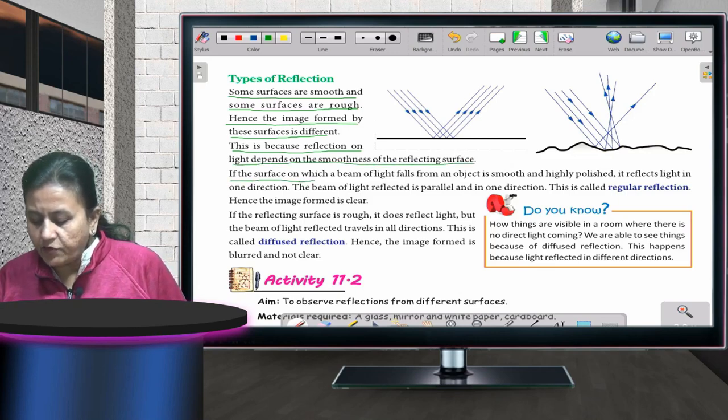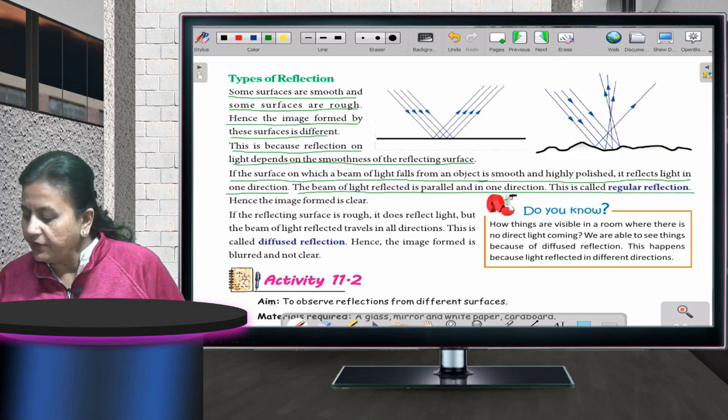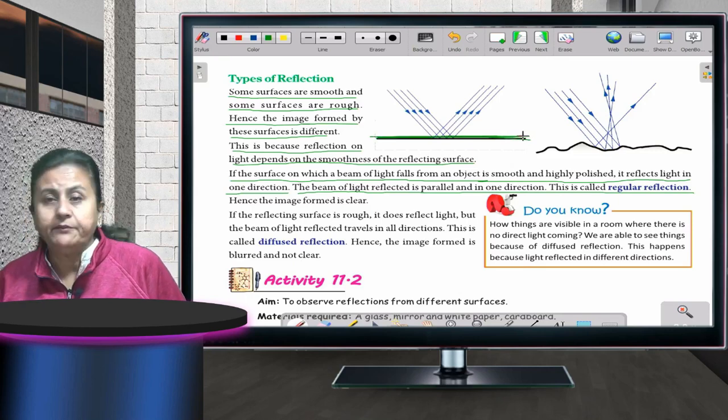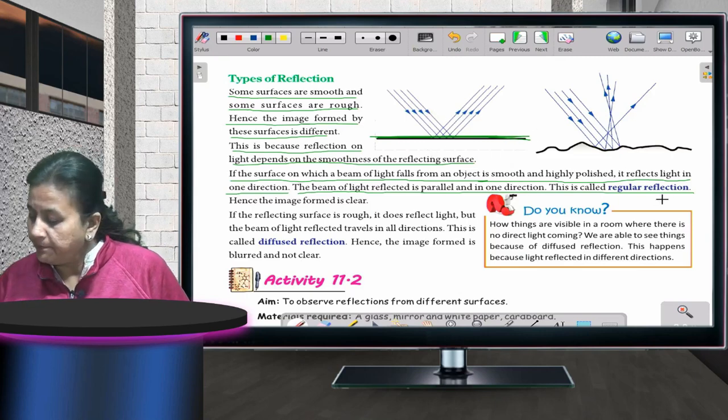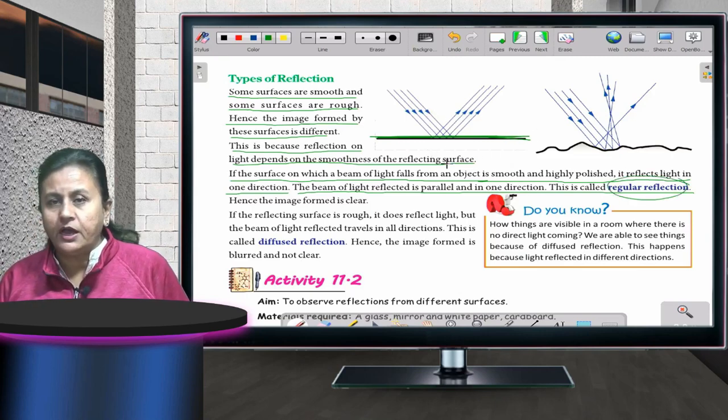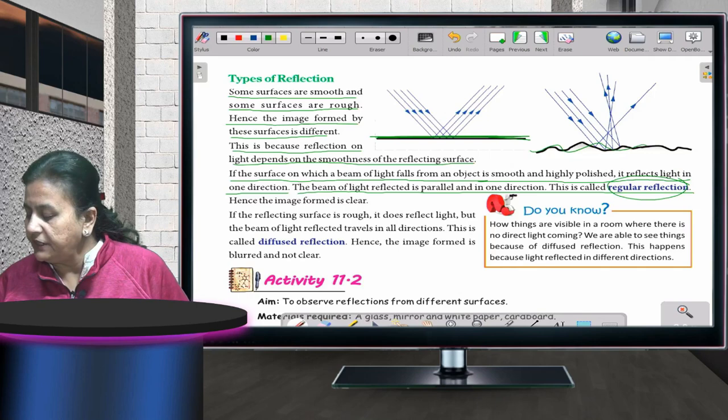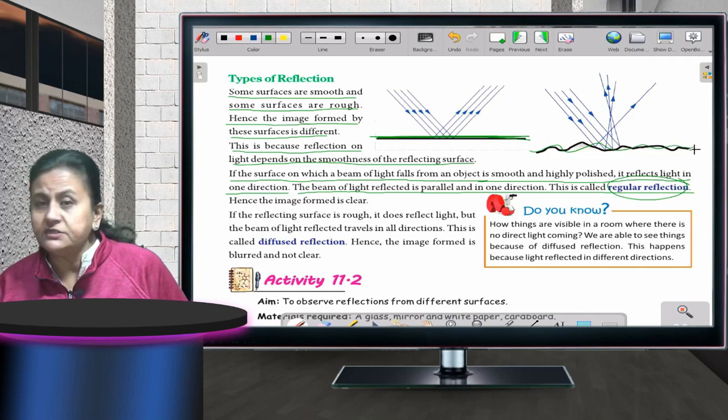If the surface on which a beam of light falls from an object is smooth and highly polished, it reflects light in one direction. The beam of light reflected is parallel in one direction. This is called regular reflection. When the surface is plain and smooth, the reflection would be regular reflection.